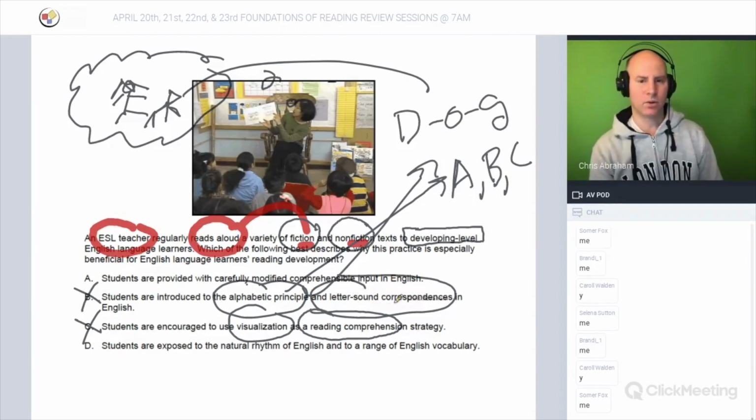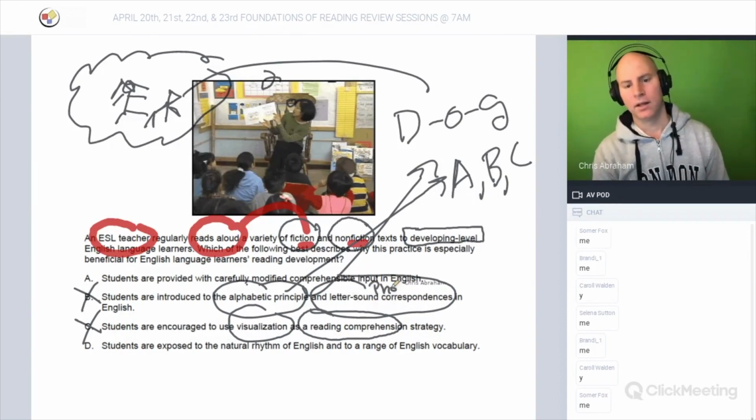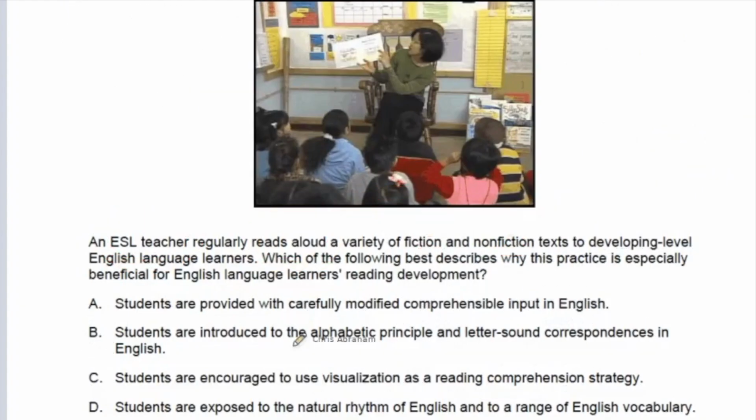Letter sound correspondence is code for what? Phonics, right? It's not that. All right. So it's not B, it's not C. Is it this?